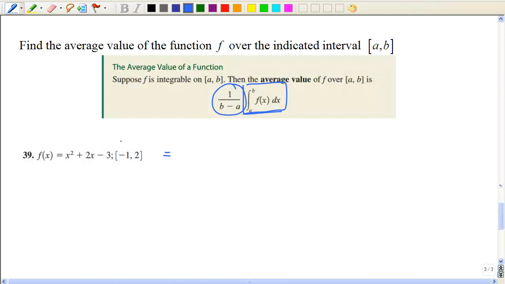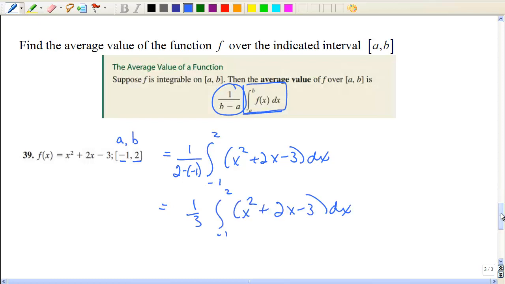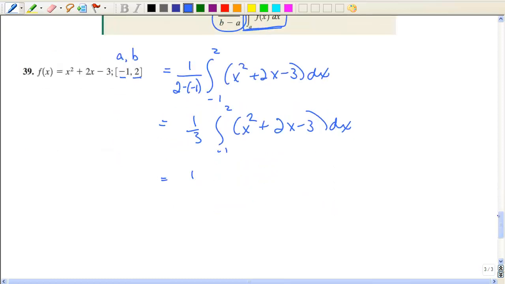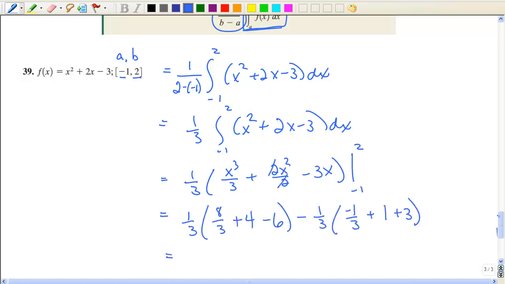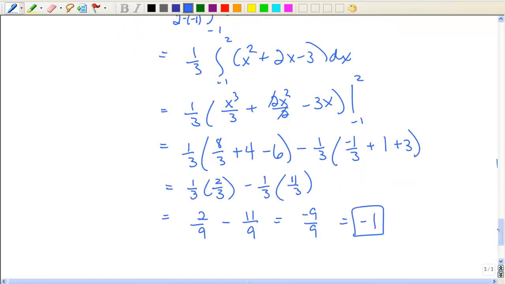So let's just set this up. That's a, that's b, so I integrate between -1 and 2. Here's my function. And then I need to multiply by 1 over b minus a, so that would be 1/3. And once again, we just get to use the straight power rule. We want to integrate that between -1 and 2. I'm going to reduce that. And all those ugly fractions come out to be a pretty easy answer.